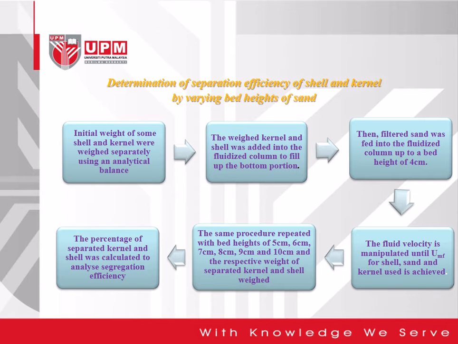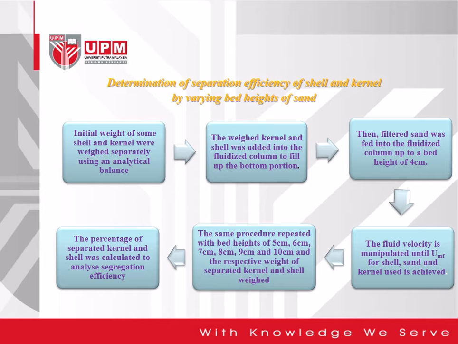For the bed height, basically we will measure the initial weight of some kernel and shell, which is going to be constant. We are going to fix the initial weight for the rest of the experiment. We measure it using an analytic balance. The weighed kernel and shell were added into the bottom portion because we want to see the separation occur at the top and bottom. So we fix the bottom.